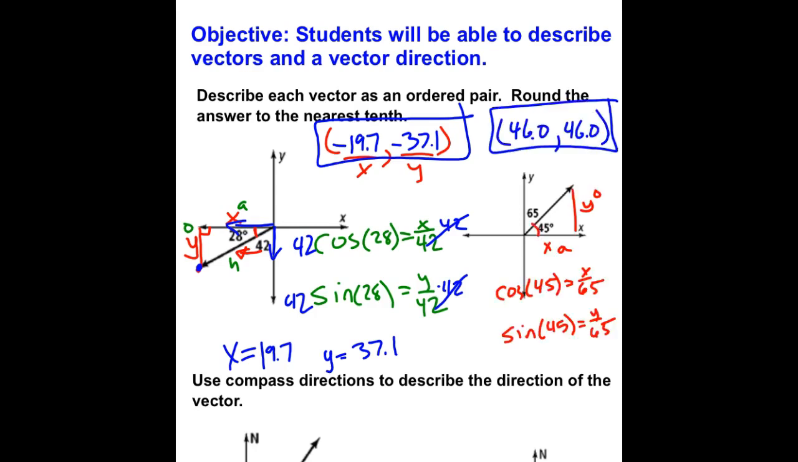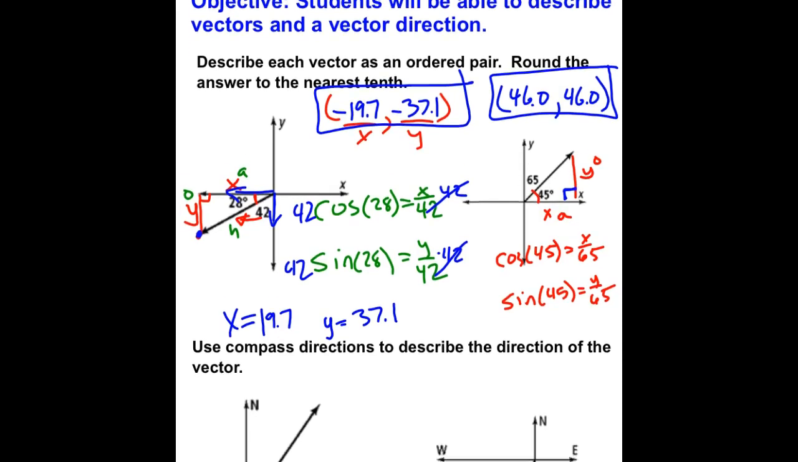All right, I drew in my triangle, I marked my angle. My right angle is right there in blue. It'll draw, there we go. I set up cosine for X, sine for Y, solved them, and I got the same answer for both of them, 46.0. It's really 45.96, but that rounds to 46.0. And then if you think about it, X is positive when it moves to the right, and Y is positive when it moves up, so we don't have to add any negatives to our picture.